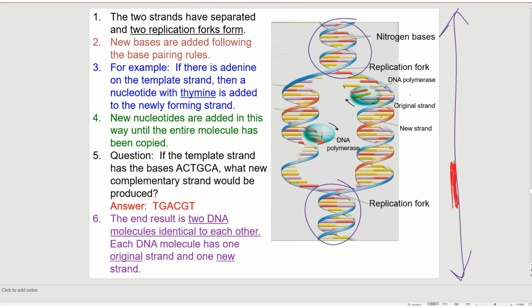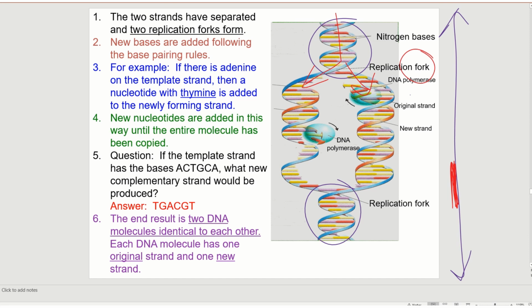Okay. So then what am I going to do? I'm going to open at something called a replication fork. If you ever see a fork on the road, you start off and then you split up to two different sides, like a fork. Well, that's why it's called a replication fork. And replication, remember, is going to be semi-conservative. So half is going to be new and half is going to be old or original.